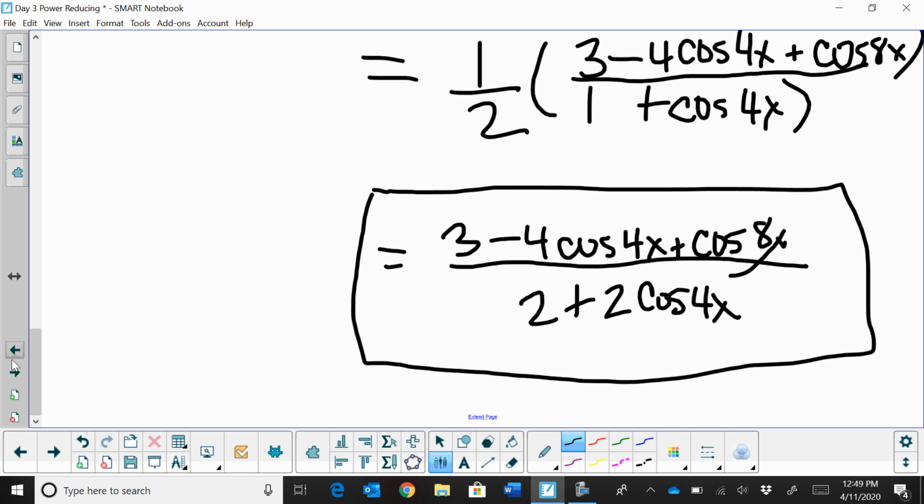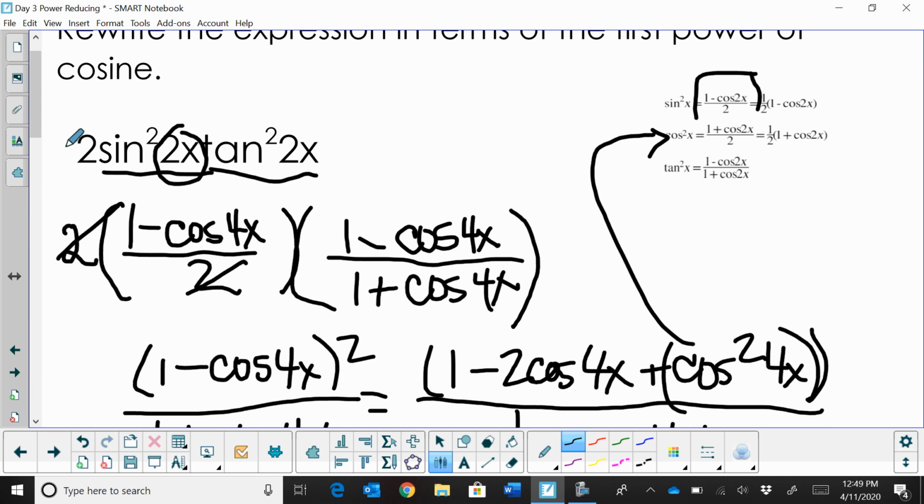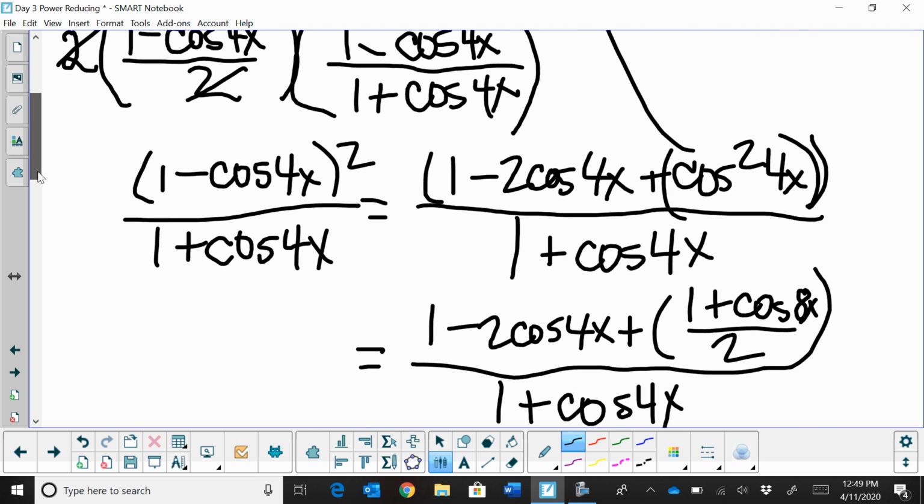Wow, that took a lot. So let's go back and look through the steps. Okay, I just brought the 2 out front, and I replaced the cosine squared of 2x with the double angle power reducer. So I got 1 minus cosine 4x all over 2. I took tangent squared and replaced it with its power reducer, 1 minus cosine of 4x, again doubling the angle, over 1 plus cosine of 4x.